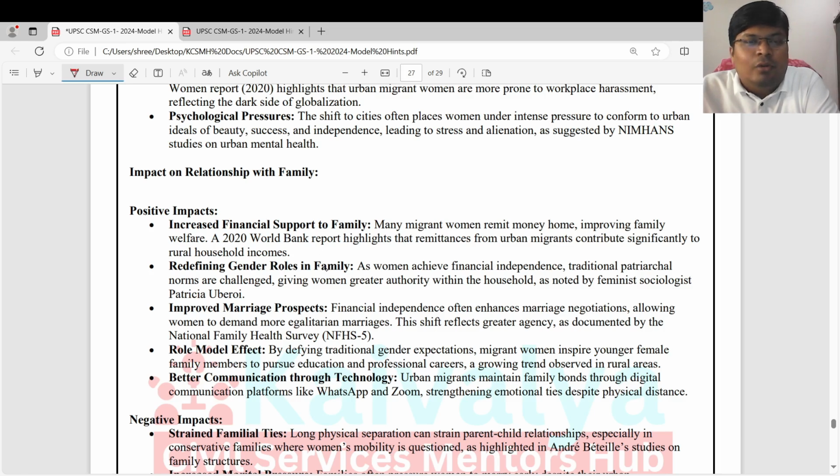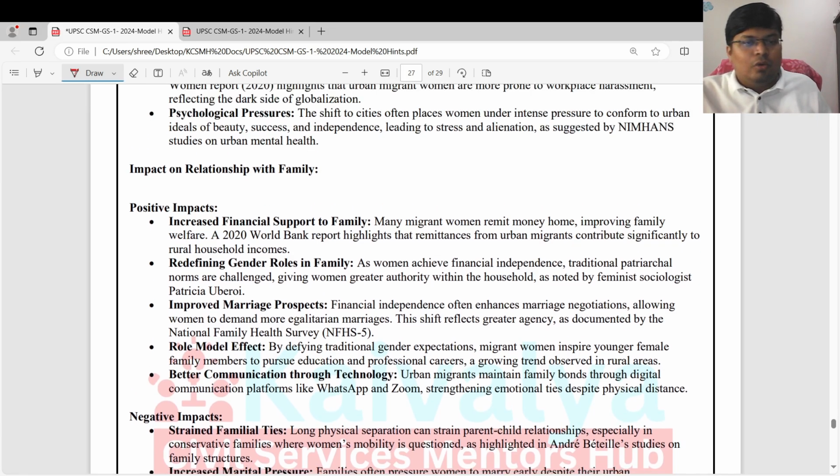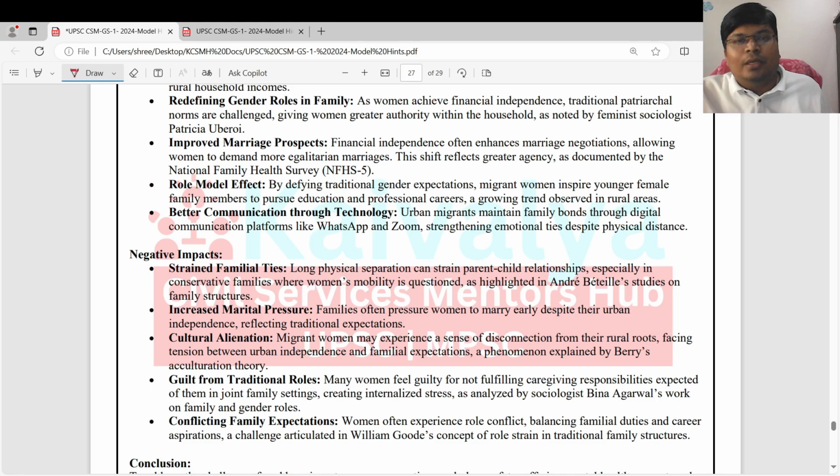Again, redefining gender roles in the family. Throughout the generations, hearth and home was defined only for the woman, but due to this migration and the new economic opportunities, the woman's role in society is getting newly defined. Then improved marriage prospects, meaning delaying the age. Role model effect means if one woman from the society or community is earning well, then obviously it will have a positive impact on other women. So you can say that women's empowerment can be helped by this trend also.